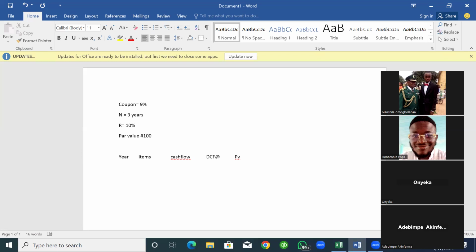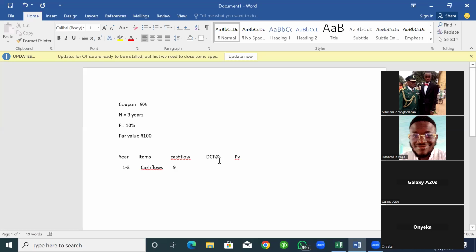Please, can someone read the question for me again? Adebimbe PLC has issued some 9% bond, which are redeemable at par in 3 years' time. Investors require an interest yield of 10%. We all agreed that our interest is 9%, and interest does not change. So we have 9% interest for the 3 years, year 1 to 3. We can use annuity and do it together. We cannot be doing year 1, year 2, year 3 till we finish.